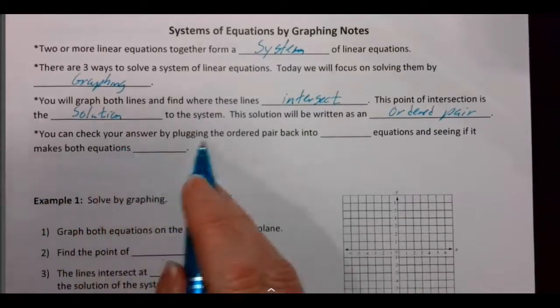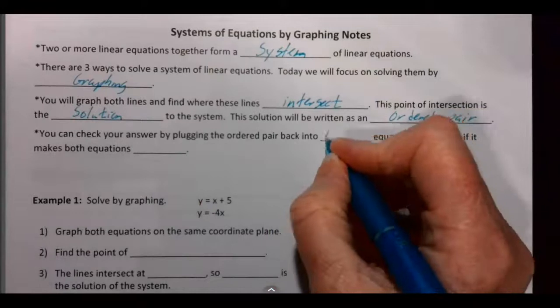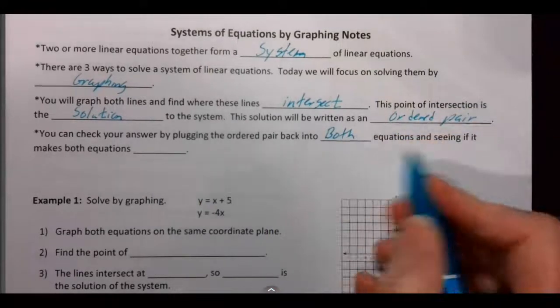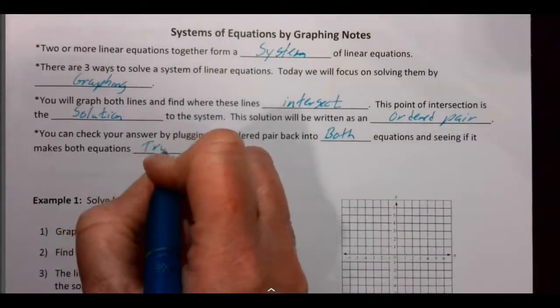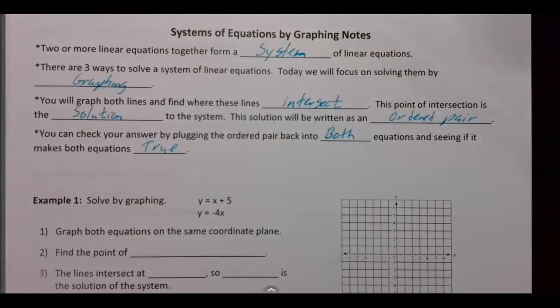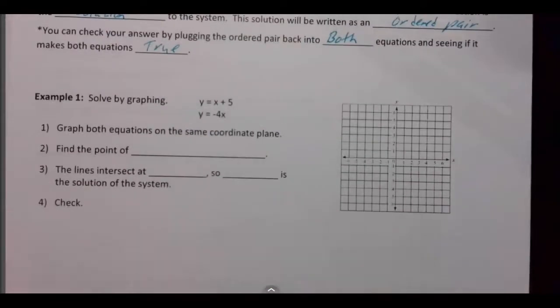You can check your answer by plugging the ordered pair back into both equations to see if it is true. So it can't just be true for one or the other. It has to be true for both. Okay, so here we go. We're going to solve by graphing.